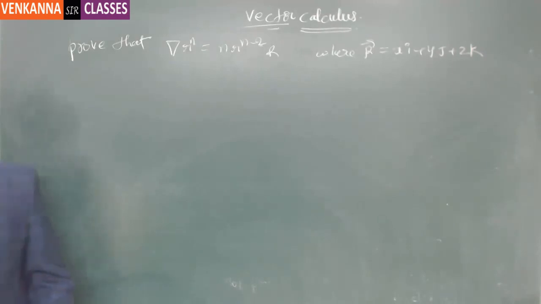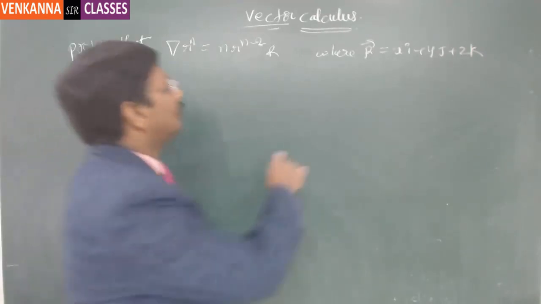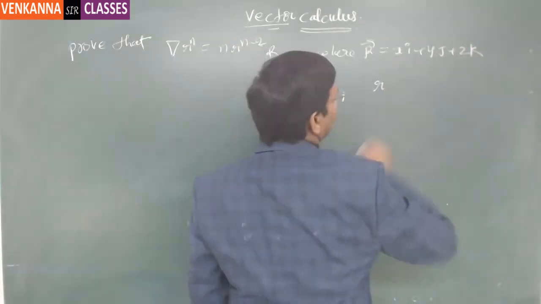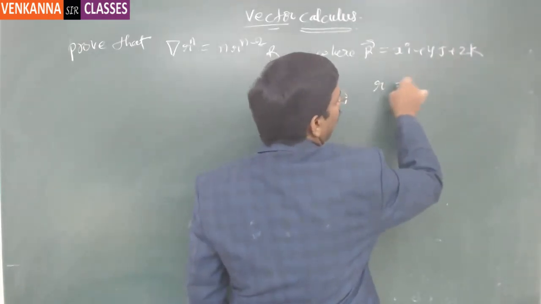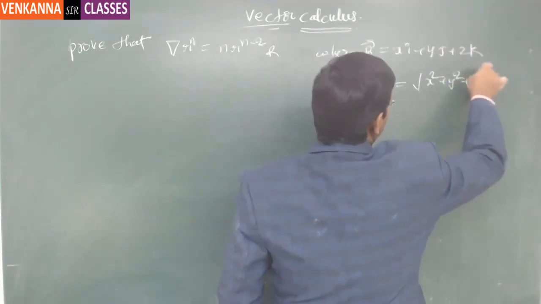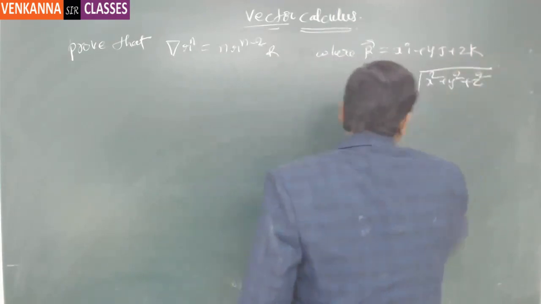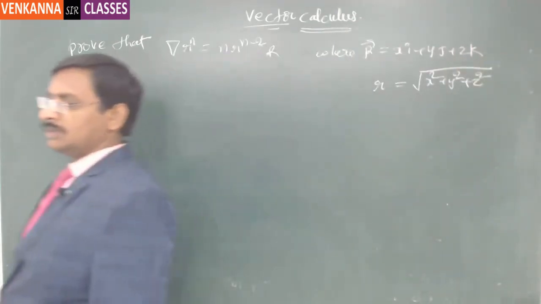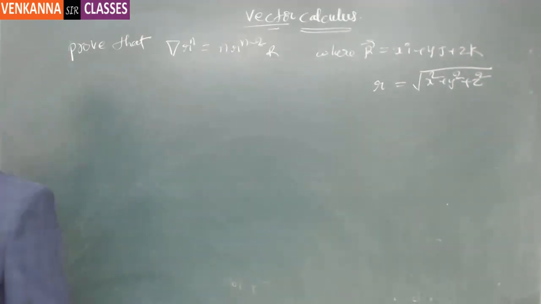Now can you prove that del r power n? So this small r is given. The relation is r is equal to square root of x square plus y square plus z square. So this is the value of small r. Now based on this understanding, try to prove that del r power n is equal to n into r power n minus 2 times capital R, where capital R is xi plus yj plus zk.